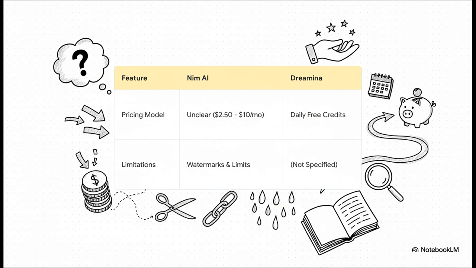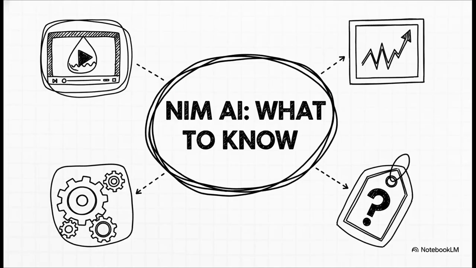Okay, let's talk about money, because this is where things get a little murky for Nim AI. The source material found that the pricing is really unclear, with reports saying it costs anywhere from $2.50 to $10 a month. Dreamina, though, is much more straightforward. It gives you daily free credits, so you can actually try it out and make stuff without pulling out your wallet. So, if you're leaning towards Nim AI, here's the stuff you've got to keep in the back of your mind. The free version is pretty limited, and you're going to have watermarks. The quality can be a roll of the dice since you're relying on other companies' tech. And that pricing thing, yeah, it's still a big question mark. That's the trade-off for all that variety.